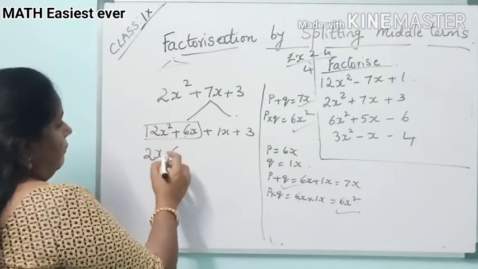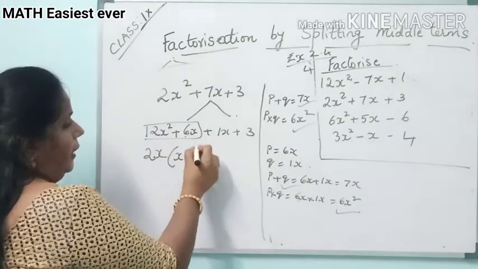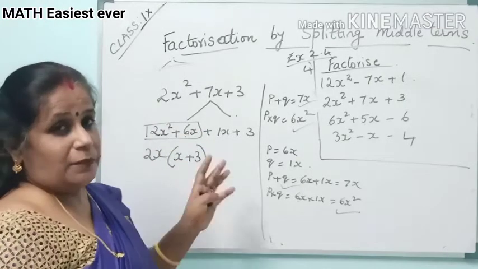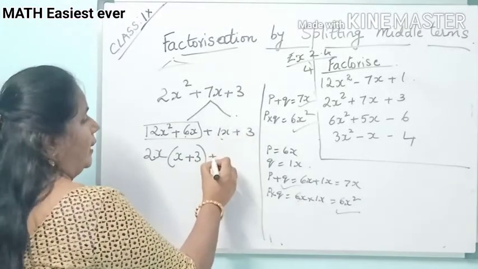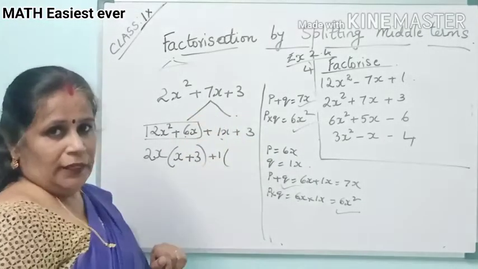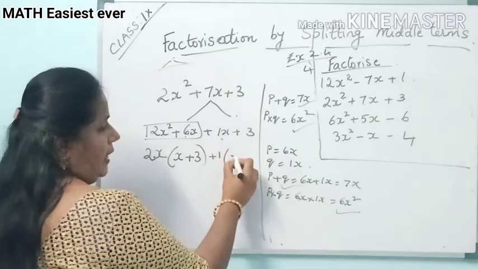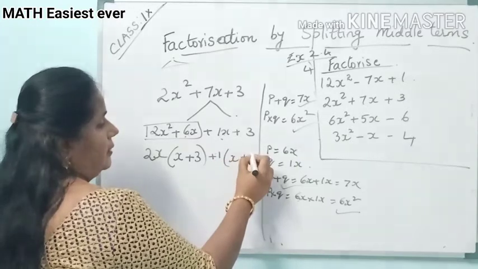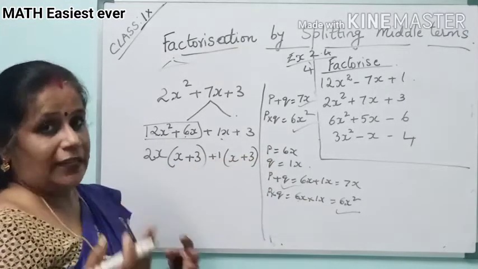So 2x square divided by 2x will be x, and 6x divided by 2x will be 3. The x by x will get cancelled. Now x plus 3, I can take only 1 as common. If I take 1 as common, x divided by 1 is x, 3 divided by 1 is 3. So I got the same factors inside the bracket, x plus 3 and x plus 3.